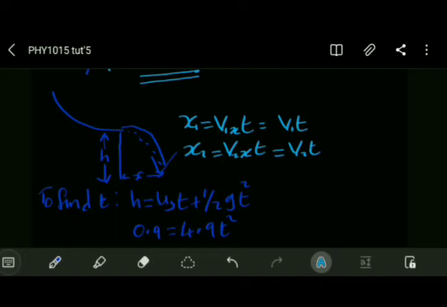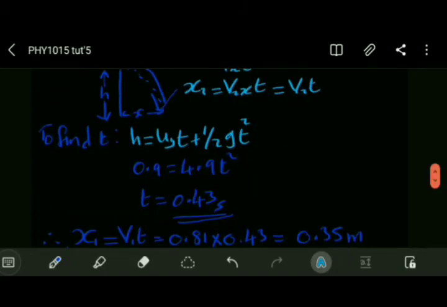Since it's a projectile here, falling through a height of h, we're going to use this equation of motion: h equals uy times t plus half g t squared. But we know that uy is 0, so we're simply going to remain with h equals half g t squared. Our h is 0.9 there, so 0.9 equals 4.9 t squared, from which we find our time as 0.43 seconds. Whoosh, this question is long. Okay, so that is our time of flight.